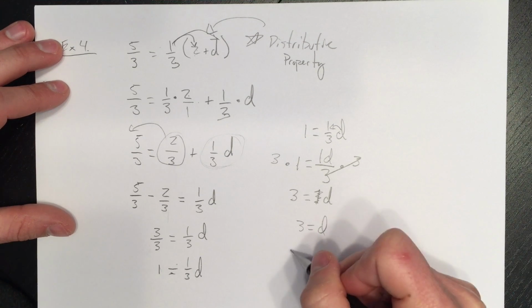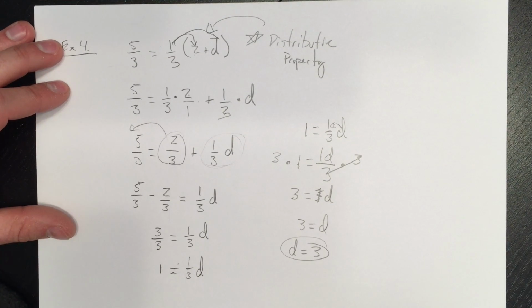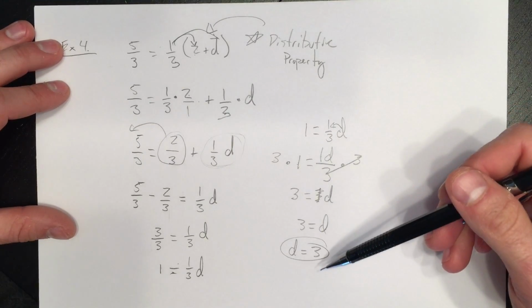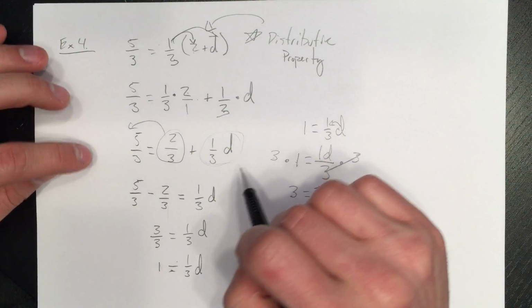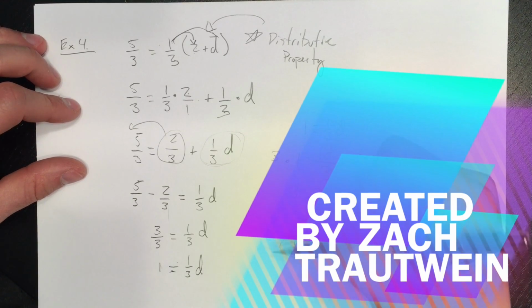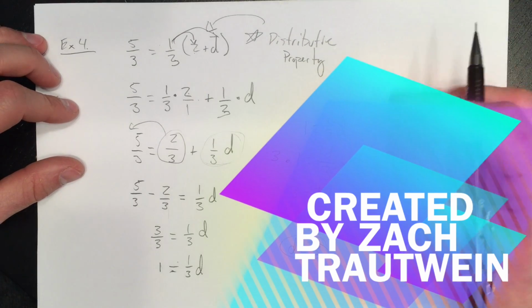Let's get into the habit of writing the variable first. So d equals 3. I know this is a pretty long problem, but if we just take our time and look for the right things to do, we can solve these very easily, step by step, slowly, and correctly.